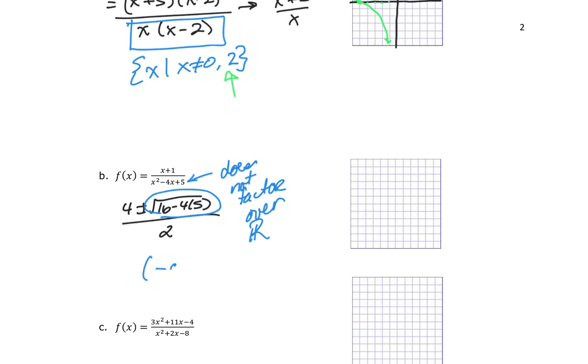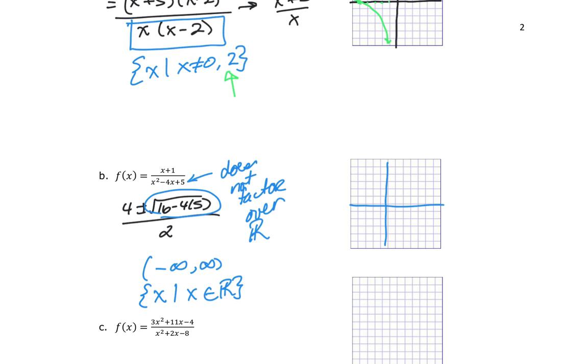So I'm going to go back to interval notation. Negative infinity to infinity is my domain. In set-builder notation, x such that x belongs to the real numbers. So what does the graph look like? Well, I'm going to go out to Desmos. Now this was not going to produce any holes, and it's going to look something like this.